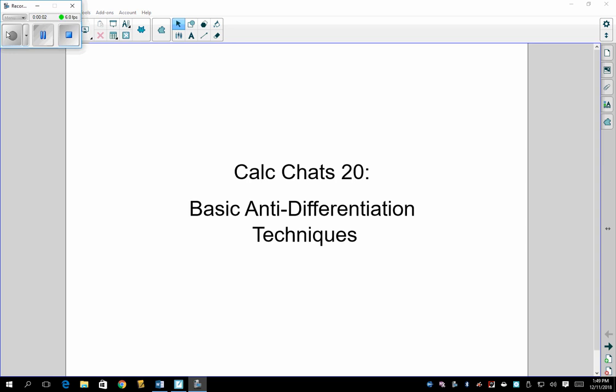Welcome to Calc Chats 20. Today we're going to be diving into anti-differentiation techniques when we talk about the definite integral and the indefinite integral.